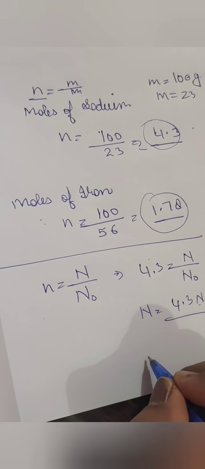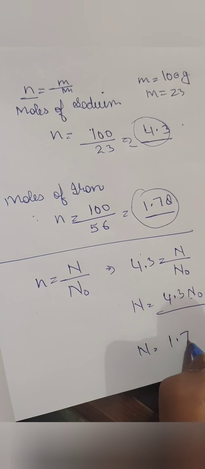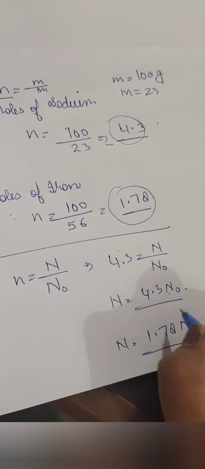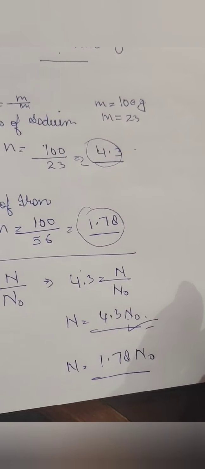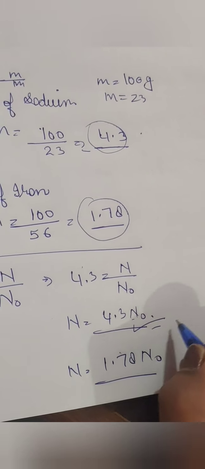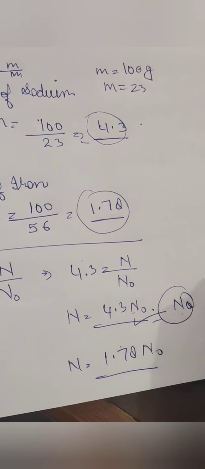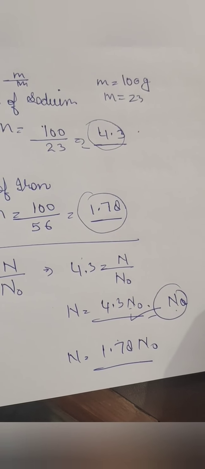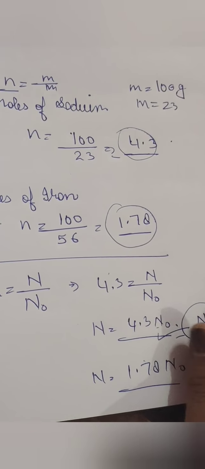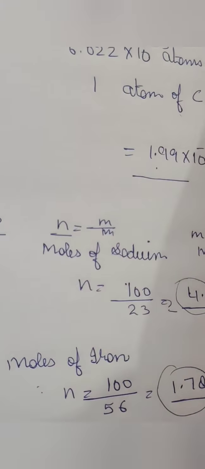So obviously this is smaller and this is bigger. So the answer will be sodium. Sodium will have more atoms than 100 grams of iron. Okay, so the answer is this. So these two questions are also done.